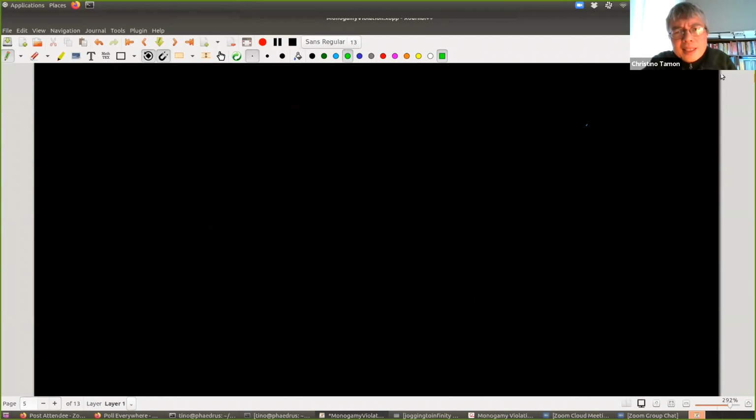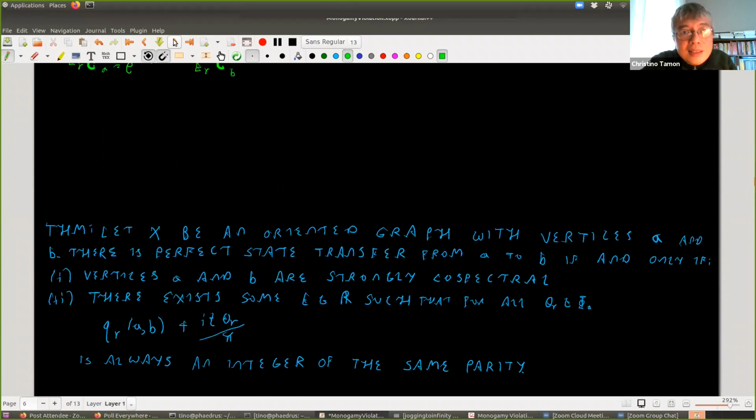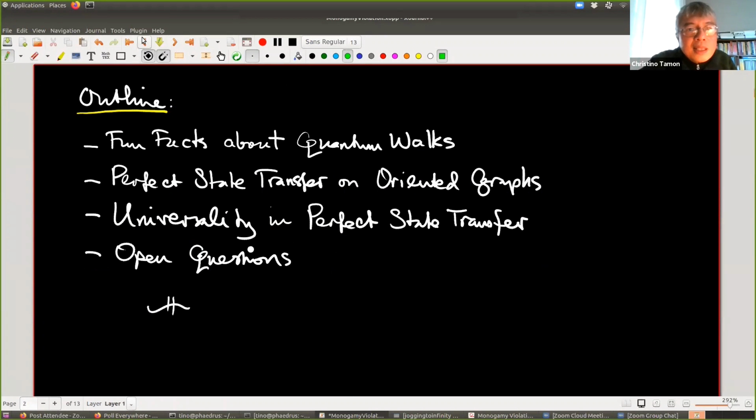So the plan is, let me scroll to the next page. Oops, that is not right, so I apologize. Yeah, this is the outline. So the plan is to cover some fun facts about quantum walks. Both myself and Sabrina will do this. Then Sabrina will tell us about PST on oriented graphs. Then I will say something about universality in PST. And then we'll conclude with open questions.